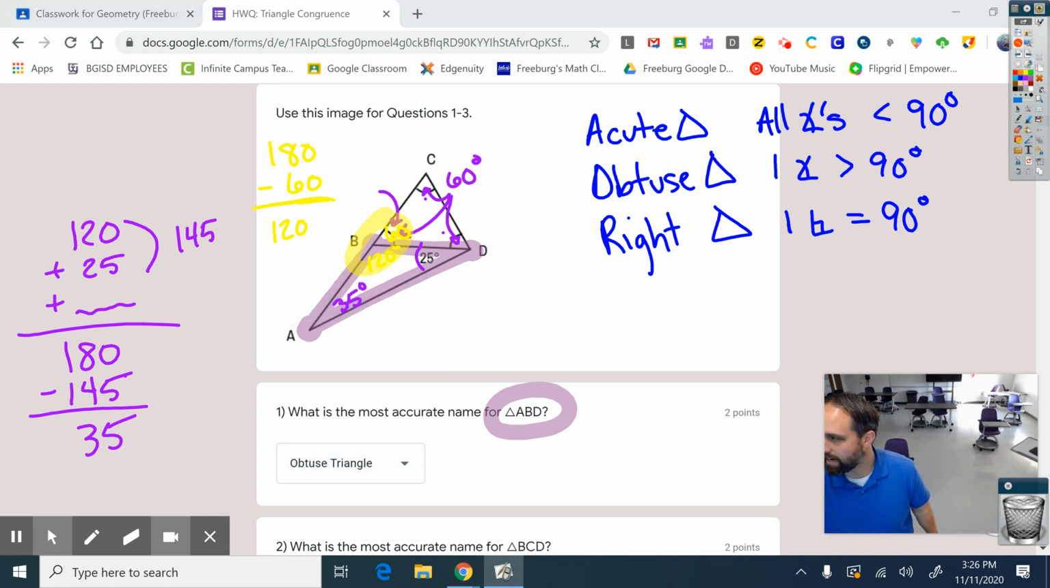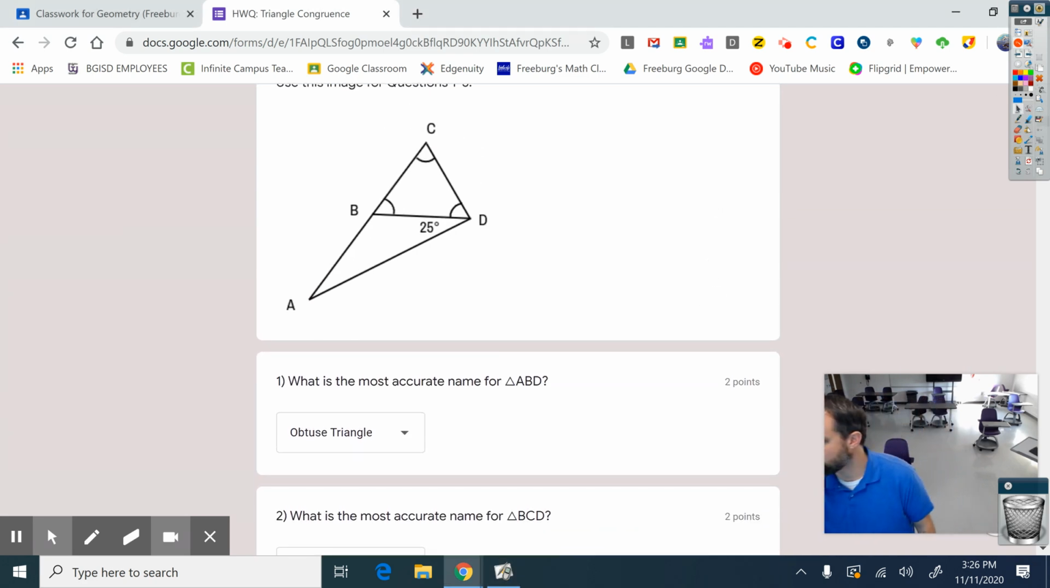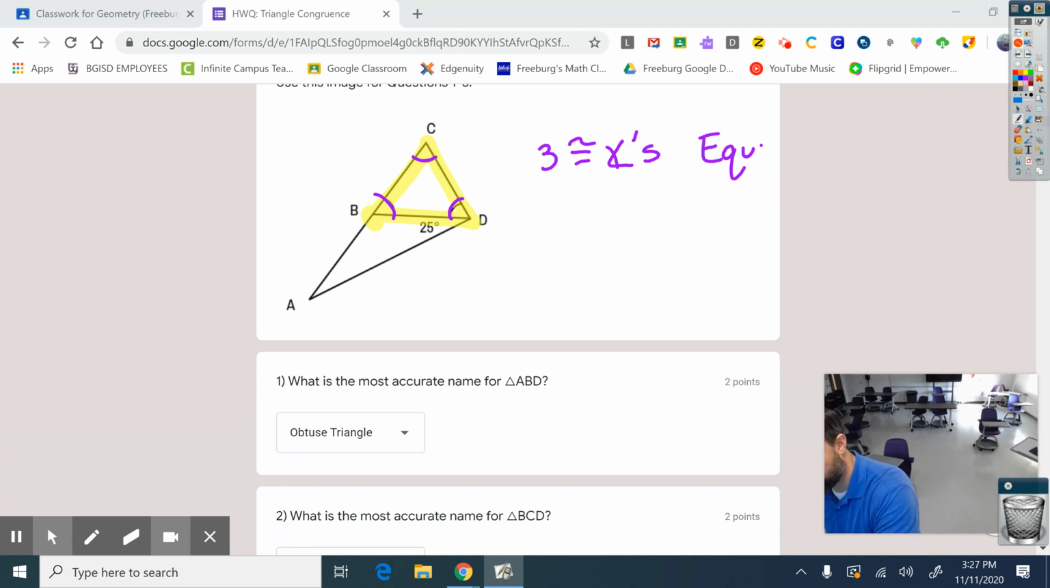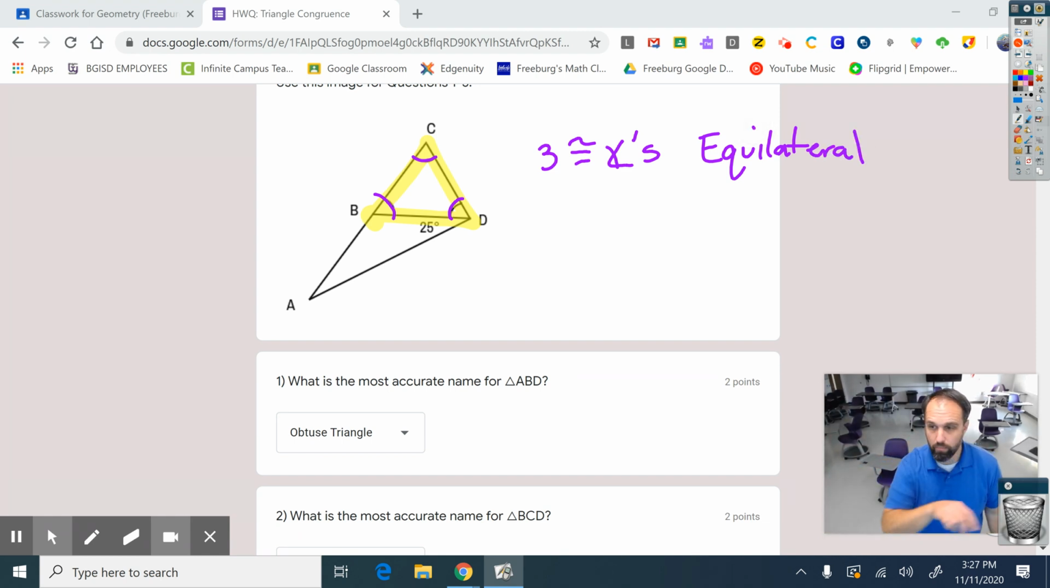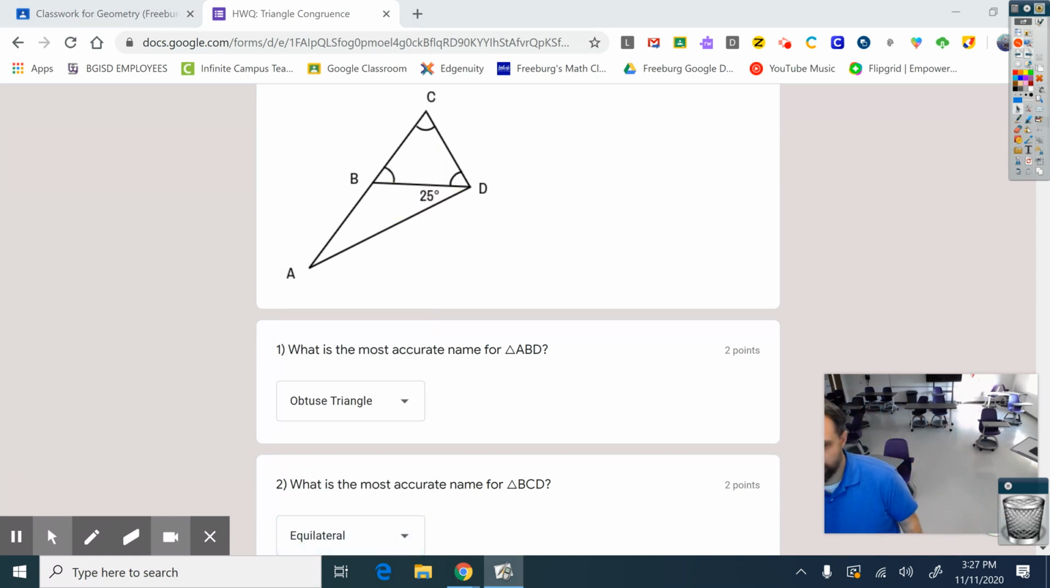All right. The next thing we're going to see here is we're looking at BCD. So again, using this diagram, BCD, we've already talked about this, but just again, quick recap. These symbols mean they are congruent, and if all three are congruent, then three congruent angles, then we know this is an equilateral. Okay. We do know that they're all 60 degrees in measurement, but more importantly for the name here, we know this is going to be an equilateral triangle. So equilateral, okay.